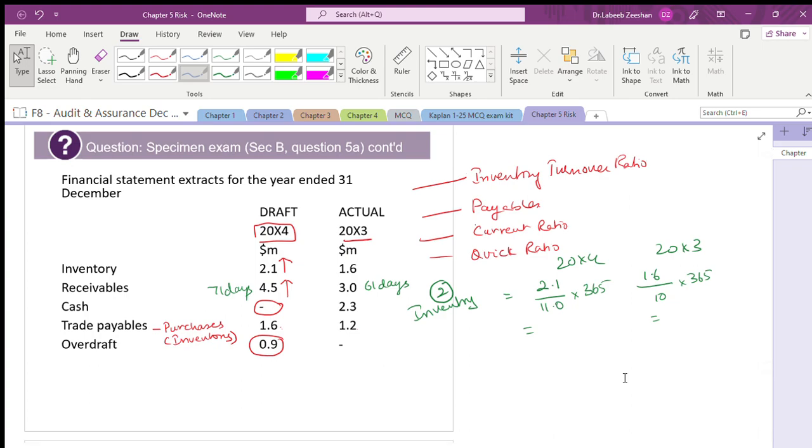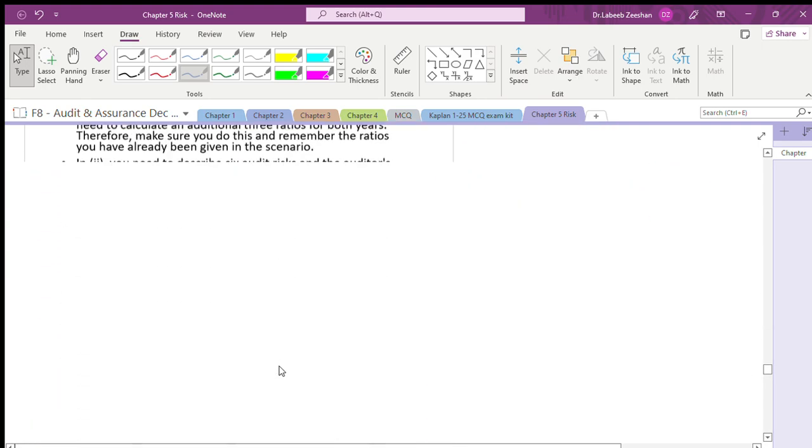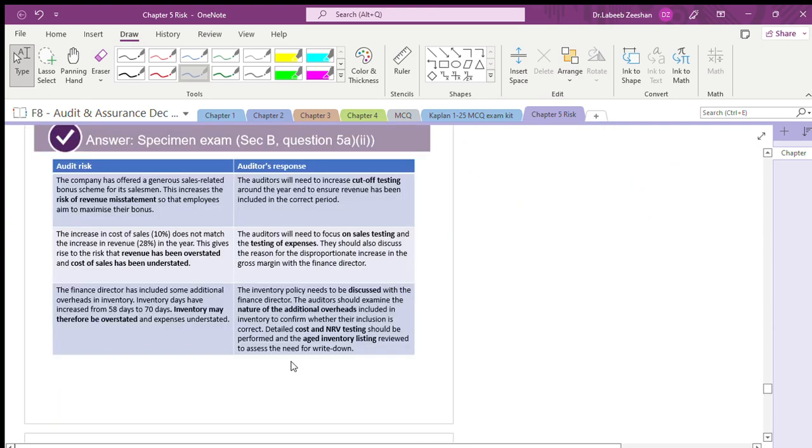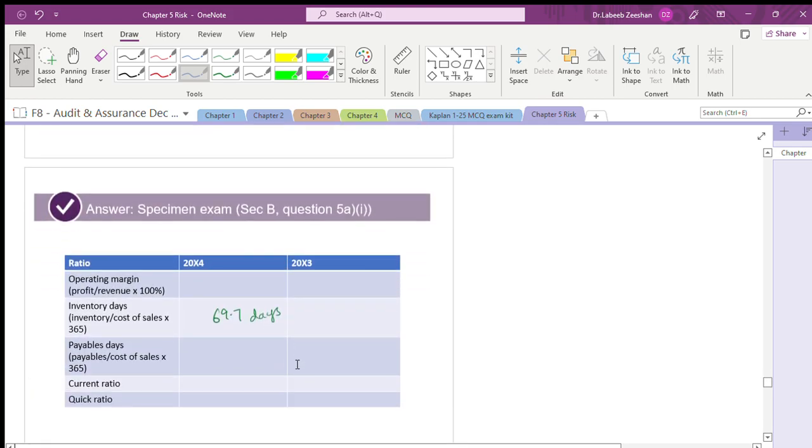2.1 divided by 11 into 365 is 69.7. Good. 1.6 divided by 10 times 365 is 58.4. Is it right? 58.4 days.